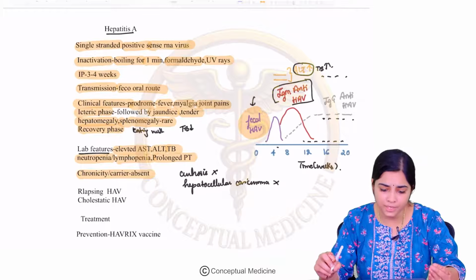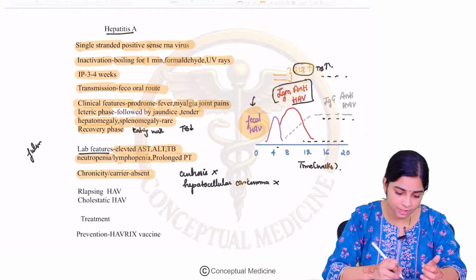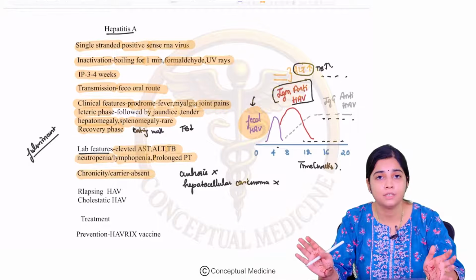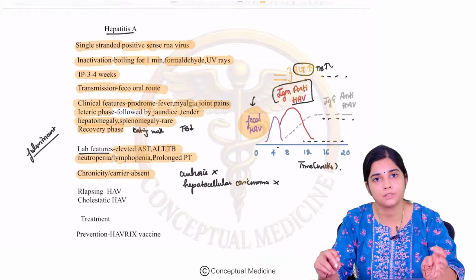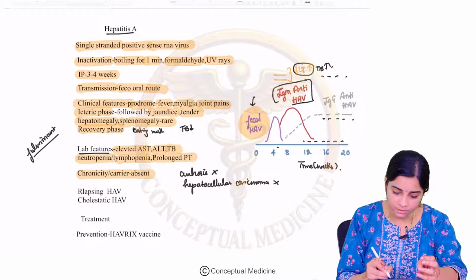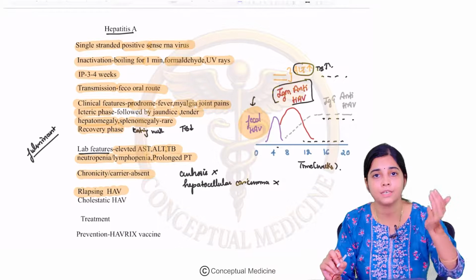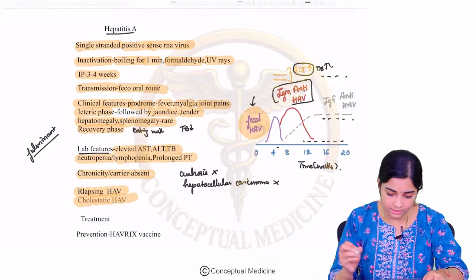Sometimes, around 0.1% of the time, hepatitis A can go into fulminant hepatitis, where they can have massive liver failure with multi-organ dysfunction, renal failure, hepatic encephalopathy and so on, but that is a rare complication. Other complications include a relapsing pattern of hepatitis A virus, and sometimes you can also have a cholestatic pattern.